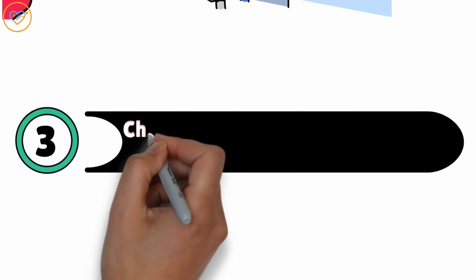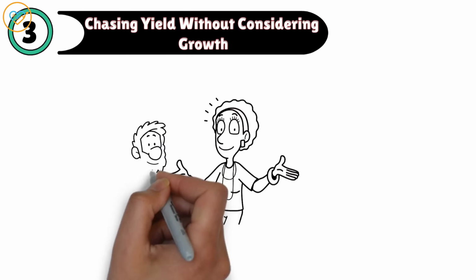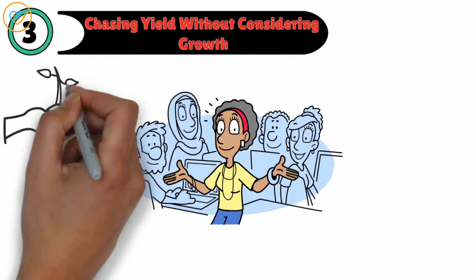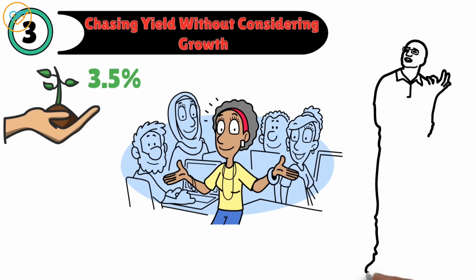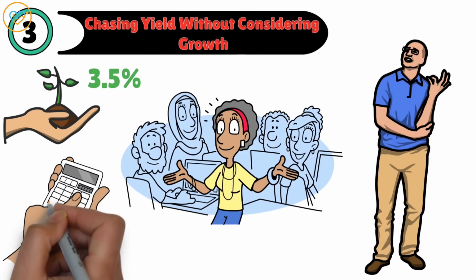Chapter 3, Mistake Number 3: Chasing Yield Without Considering Growth. Now, let's talk about a common pitfall: chasing yield without considering long-term growth. SCHD offers a steady yield of around 3.5%, which might not seem like the highest out there, but it's the growth behind that yield that really counts.